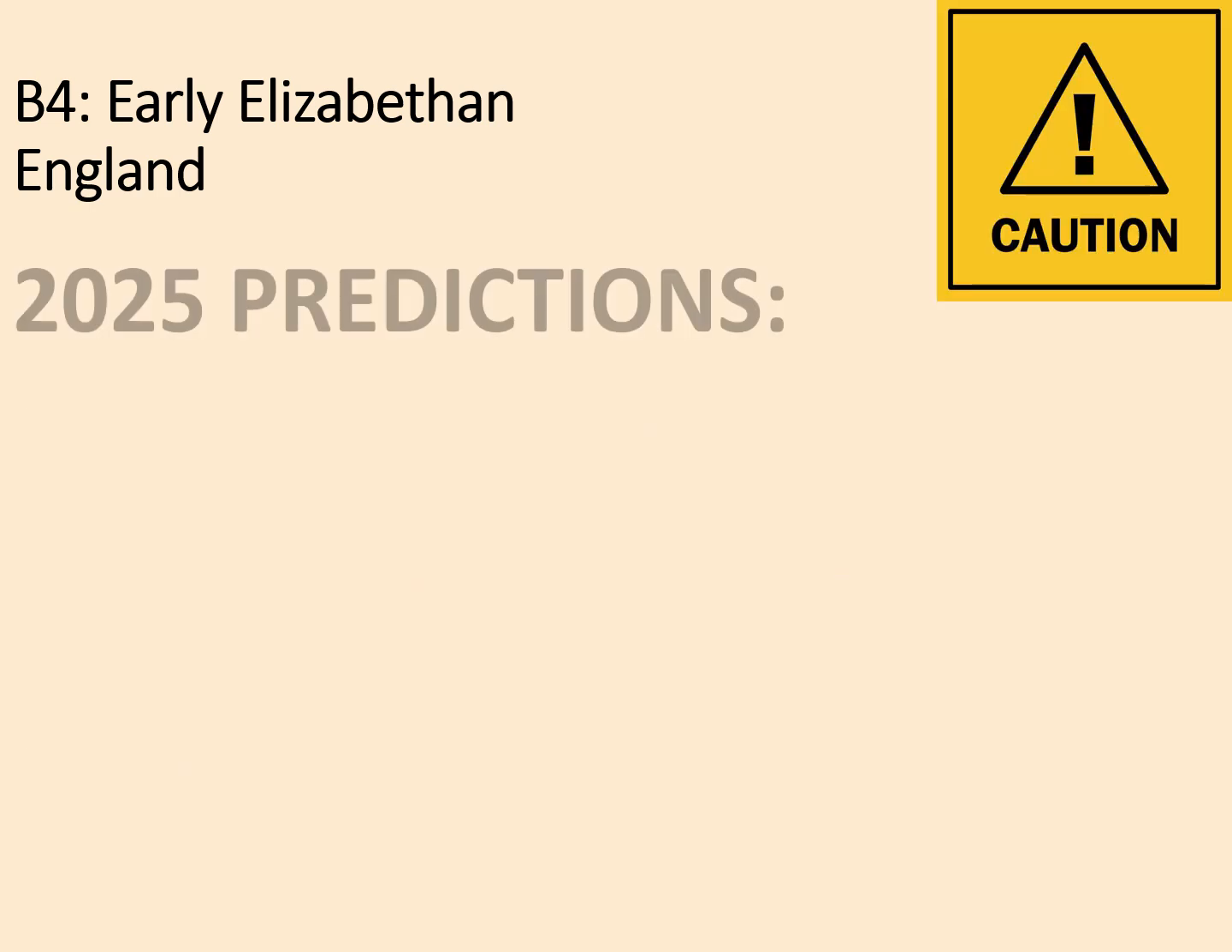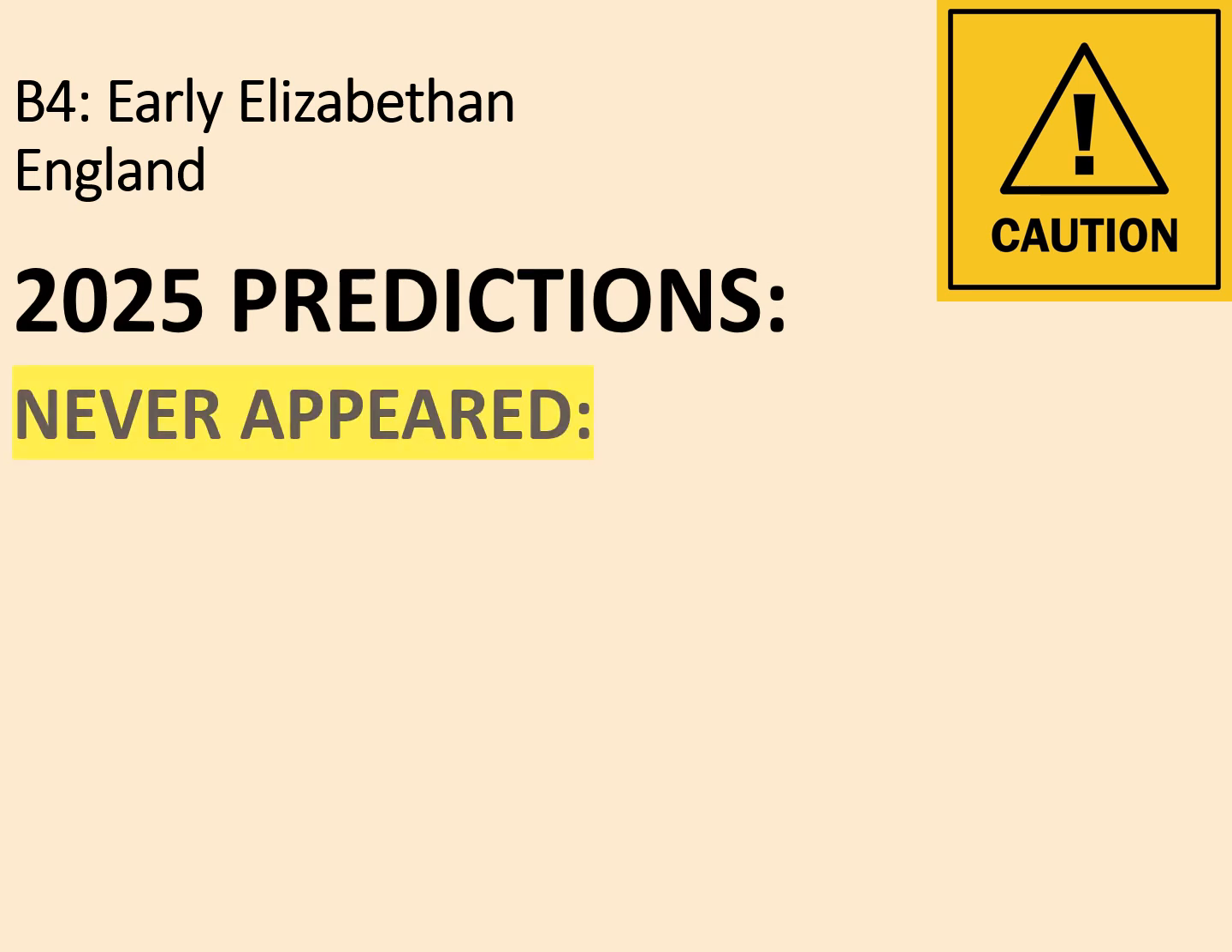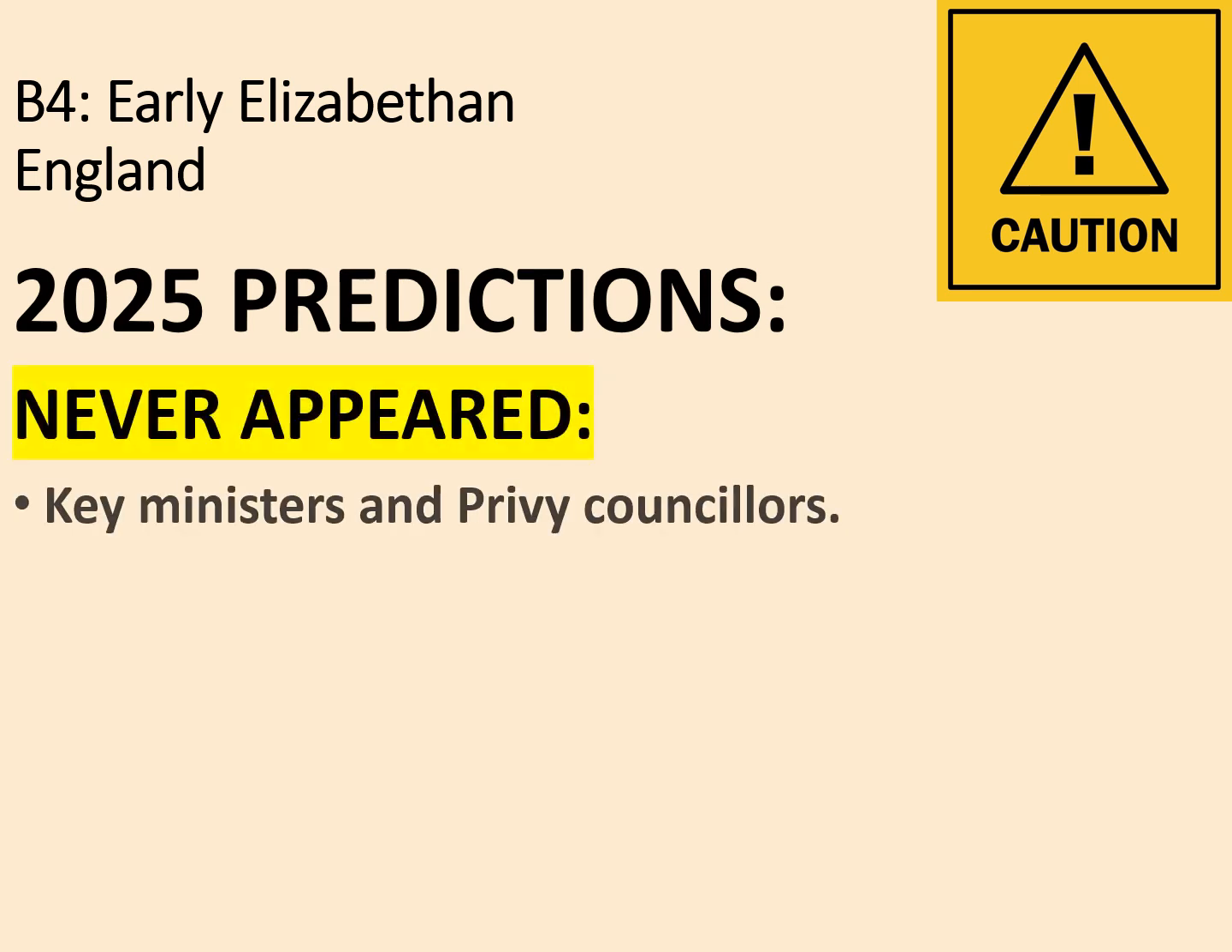By definition, this is the section that gets smaller every year: things that have never appeared. The role of key ministers, for example the Secretary of State, has never appeared in the exam as a discrete question, nor has anything about the Privy Councillors. So looking at the different levels of Elizabethan society, like the Privy Council, the Royal Court, etc., might be a really good idea this year, because it hasn't come up and it is quite a big and important thing.